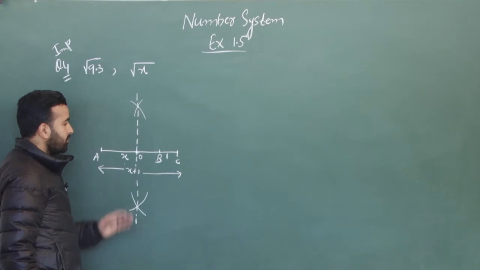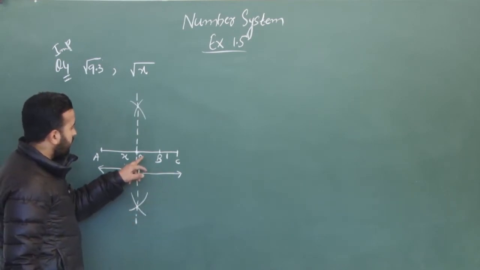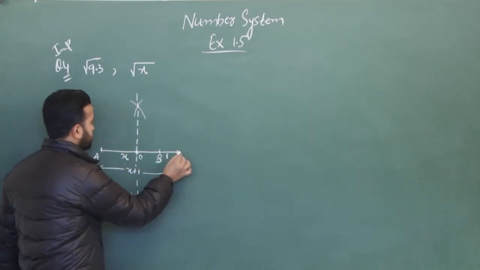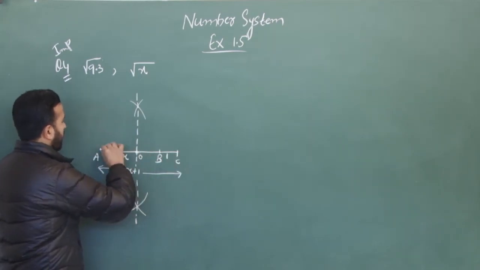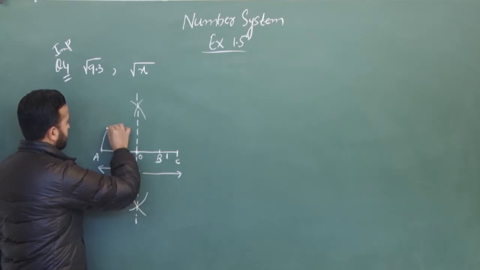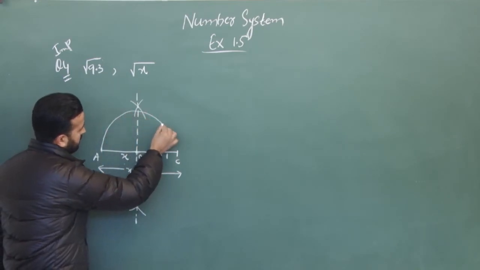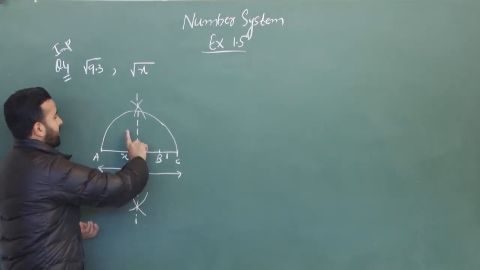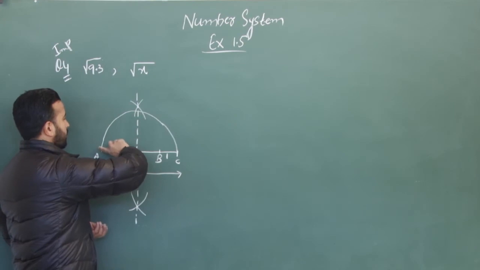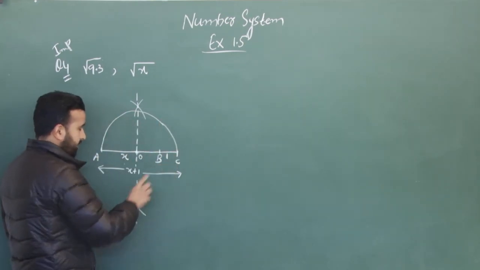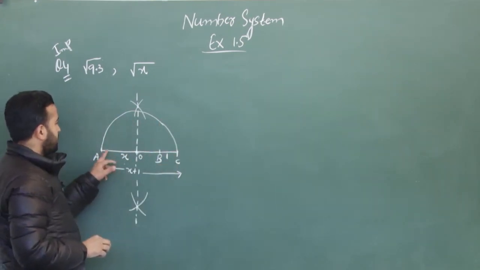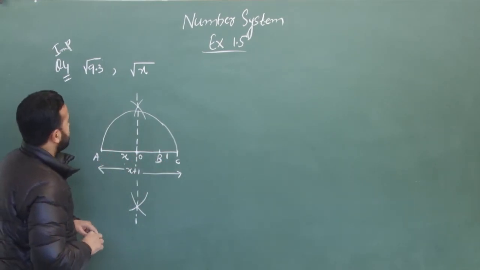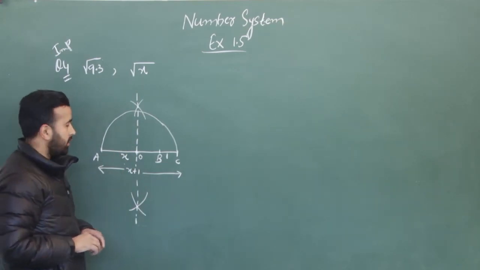Now what will be our next step? We have to take O as center and radius equal to OA or OC, that is the same thing. Draw a semicircle. With O as center and radius equal to OA or OC, we have to draw a semicircle. Definitely that will touch the two extremes, that is A and C. So we have drawn a semicircle now.